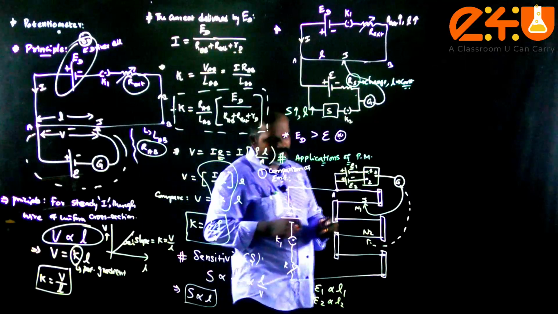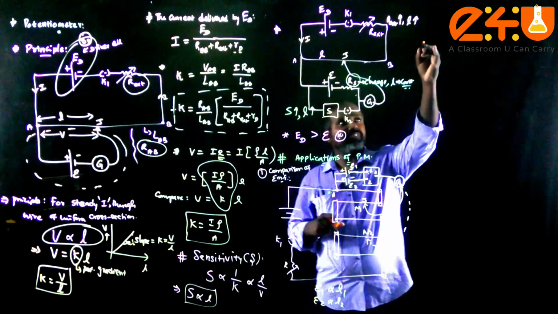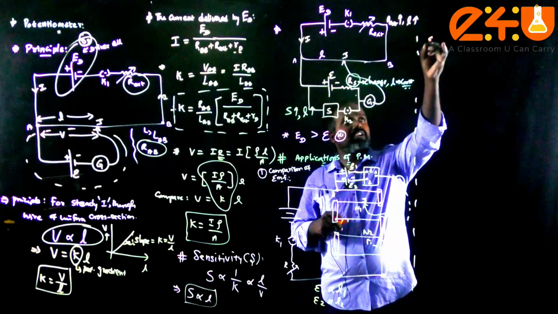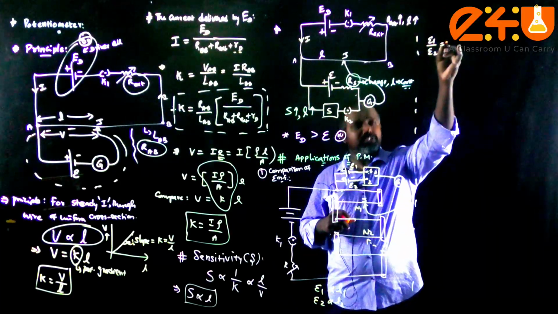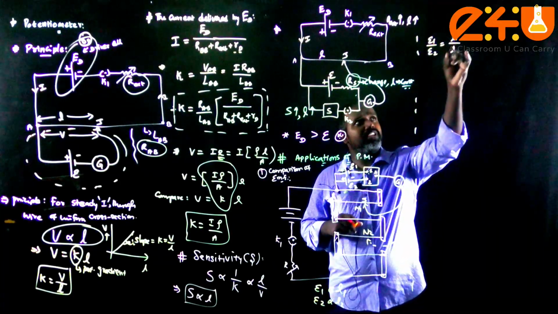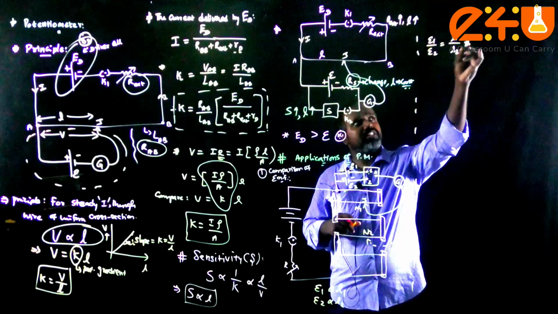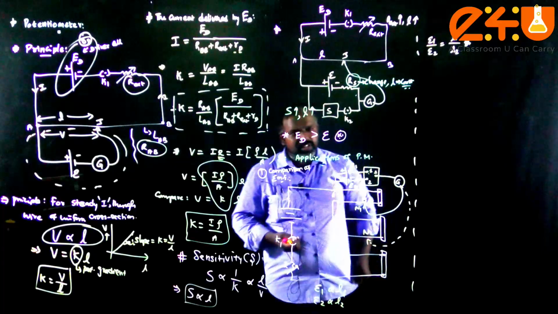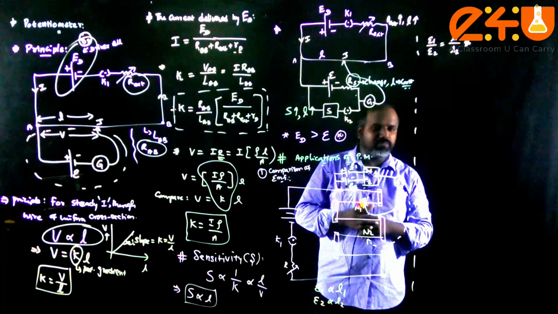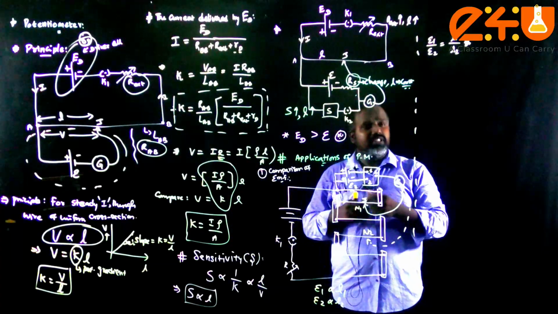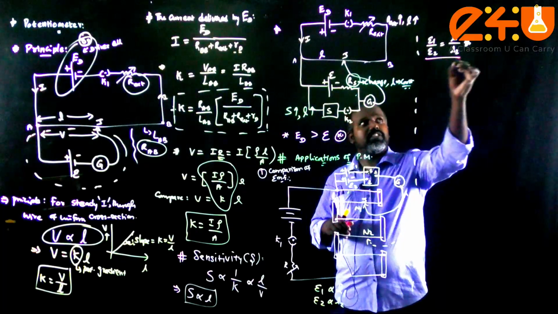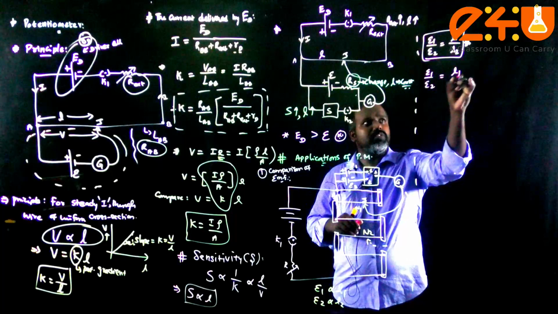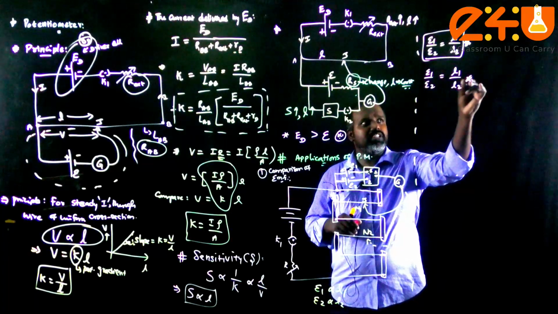So by dividing those two we can get the ratio E1 by E2 equal to L1 by L2. So this is the thing used for comparison of the EMF. In examination point of view, E1 by E2 is equal to L1 by L2. This is the result.